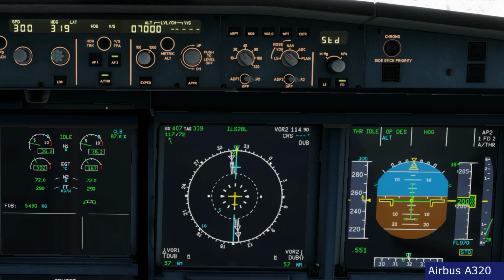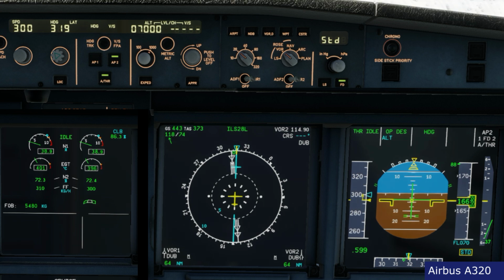You see the rate of descent is increasing, the speed is increasing, so we have an increased rate of descent in order to increase the speed. There we go, we got more or less 3,700 feet per minute. The speed is increasing quite fast. You see we're gaining easily 5 knots every 3 seconds, something like that.